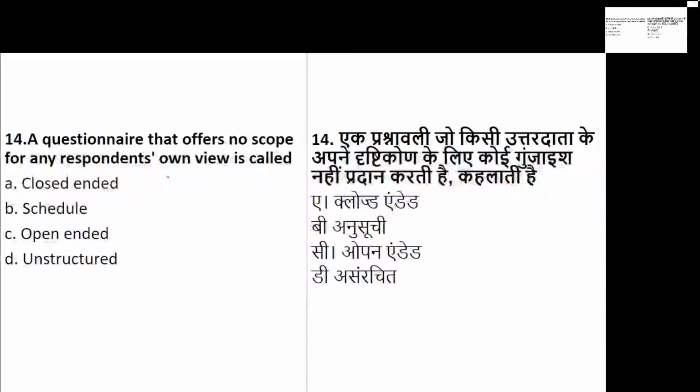Now question number 14. A questionnaire that offers no scope for any respondent's own view. So what will it be known as? Okay, when we are talking about a questionnaire that offers no scope for any respondent's own view, is it called closed-ended, scheduled, open-ended, or unstructured? What will it be known as?